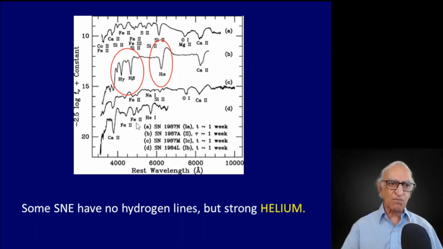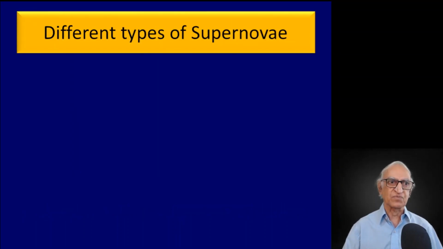But let's look at the bottom light curve. In contrast, there are no hydrogen lines. On the other hand, you see strong helium lines. Okay, so some supernovae have no hydrogen lines, but strong helium lines, and we need to understand this first and foremost. Now before we do that, let's pursue this business of different types of supernovae for a few moments more.